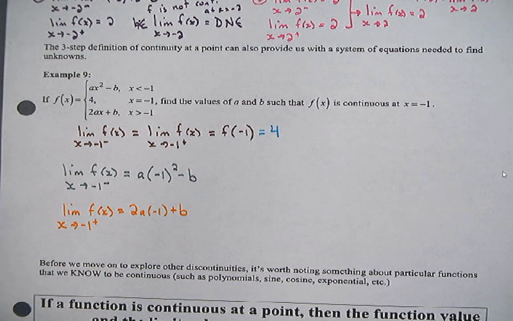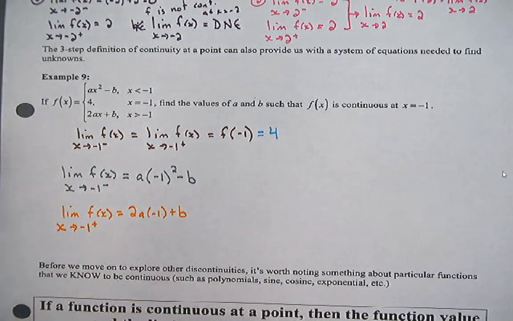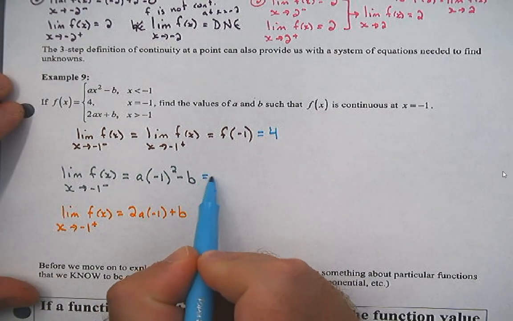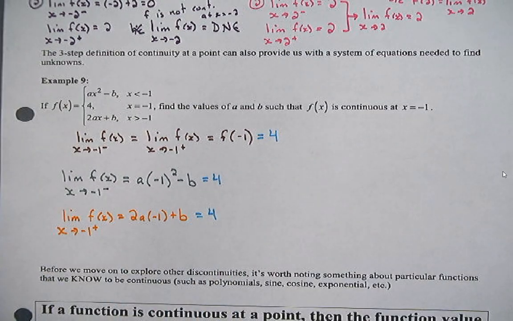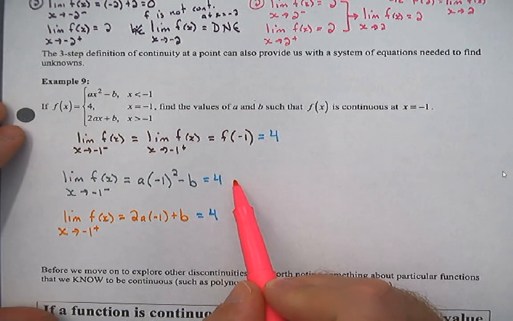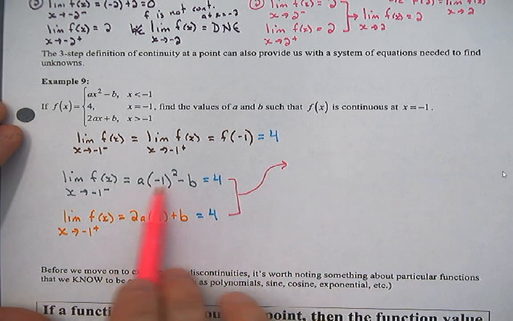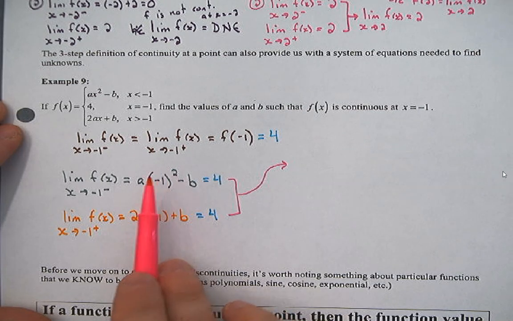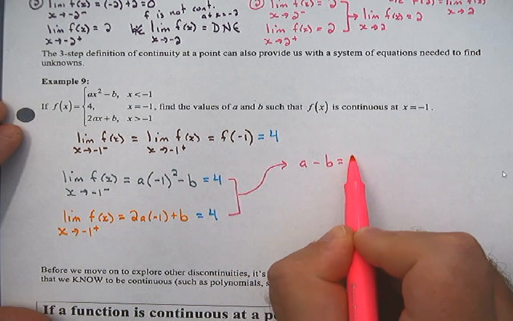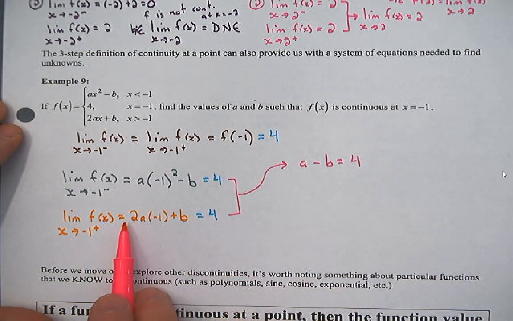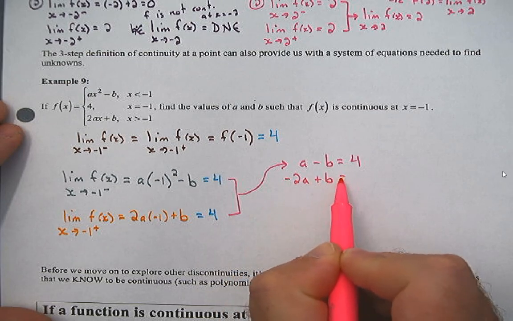And what did we show? For these to be at the same height, they had to be the same as the function value. So what could we set these both equal to? I could say this has to be 4 and this has to be 4. So now I've got a system of equations. These two can come together to give me a system of equations. Let's clean this up. What's -1 squared? 1. So I would get a minus b equals 4. I clean this up. What's 2 times -1? It would be -2a plus b equals 4.